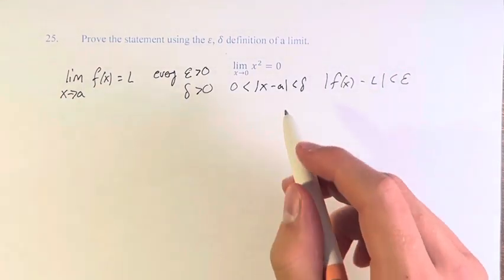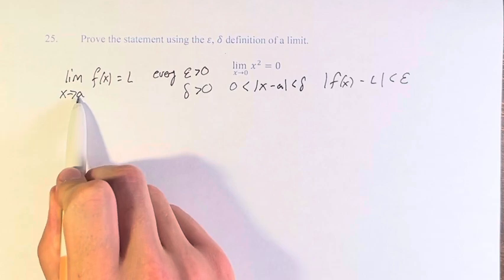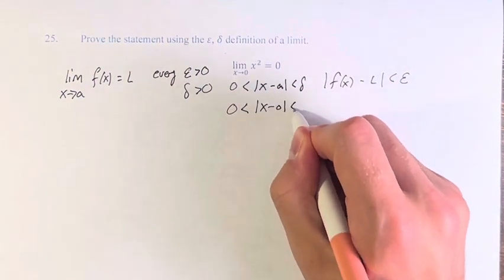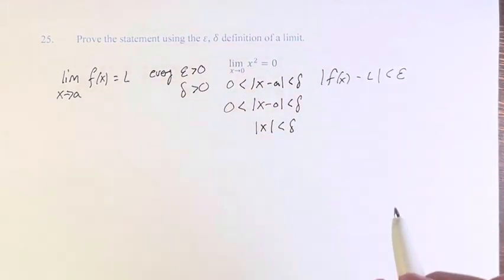So we have a, which is the value that the x variable is approaching. So that's 0. So 0 is less than the absolute value of x minus 0 is less than delta. Therefore, the absolute value of x is less than delta.